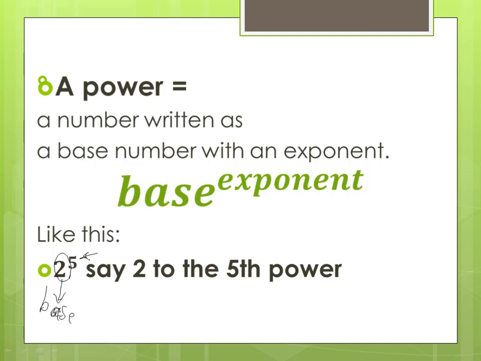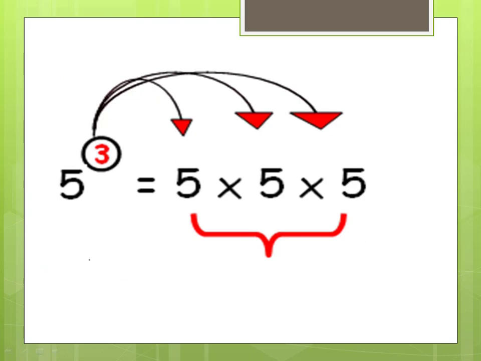Let's take more examples. 5 to the power 3. 5 to the power 3 means what? Means 5 times 5 times 5, 3 times.